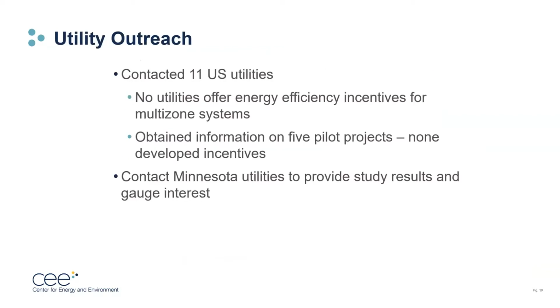So we reached out to 15 or 11 utilities in different regions in the U.S., and what we found was that none of the utilities had programs for multi-zone systems or offered efficiency incentives for the systems. 5 of the utilities had conducted pilot projects. Unfortunately, there was not any published information for any of the pilot projects, and for those utilities, none of them had decided to implement an incentive program.